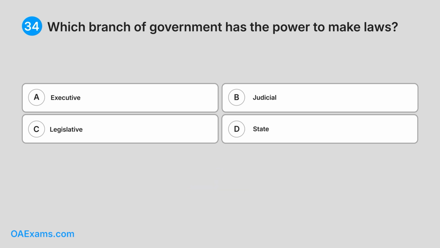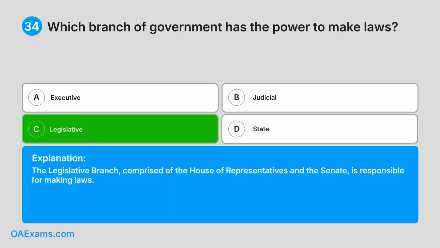Correct answer: C. Legislative. Explanation: The legislative branch, comprised of the House of Representatives and the Senate, is responsible for making laws.